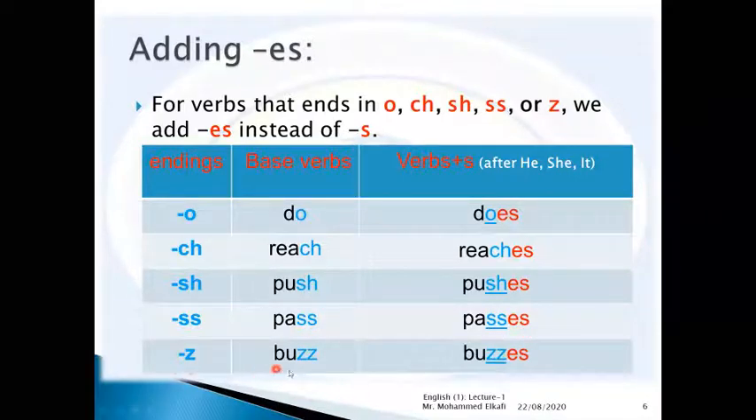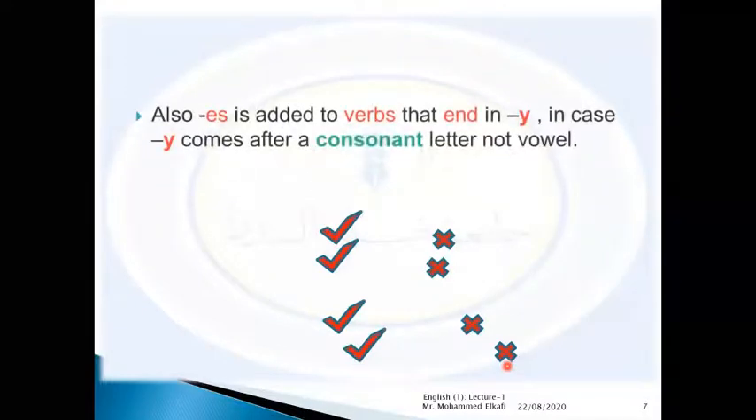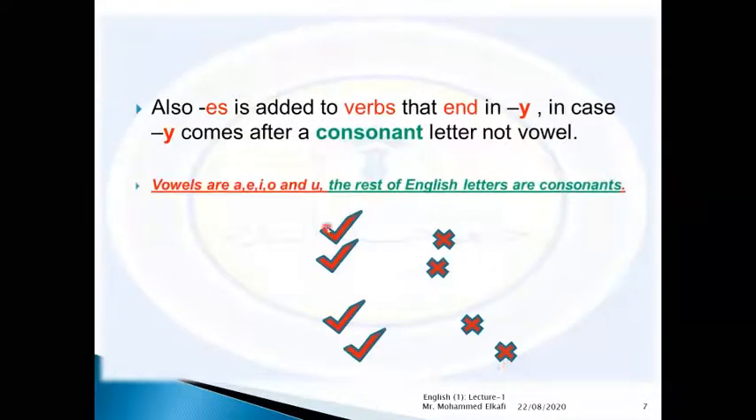Z as in buzz, buzzes. Okay, so you think of this form. So we can also say that es is added to verbs that end in the letter y, in case the y comes after a consonant letter, not a vowel.